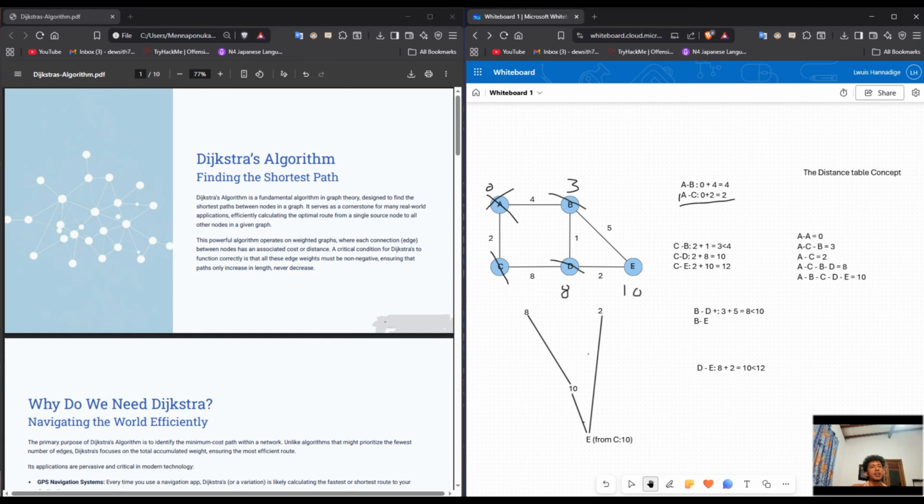Real world applications: as I said earlier, despite the negative weight limitation, Dijkstra's algorithm is incredibly useful in practice, like GPS navigation and network routing. In GPS navigation, every time you ask for the fastest route, not the slowest route. Network routing, especially internet protocols, use these algorithms. Social networks use them for finding the closest connection between people, and telecommunications for routing phone calls efficiently.